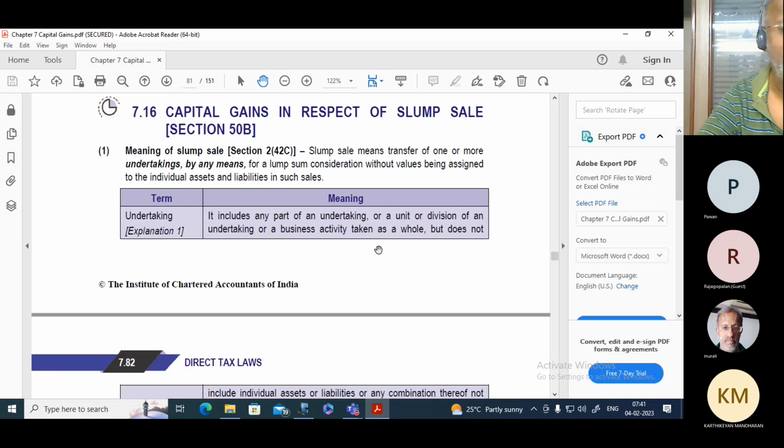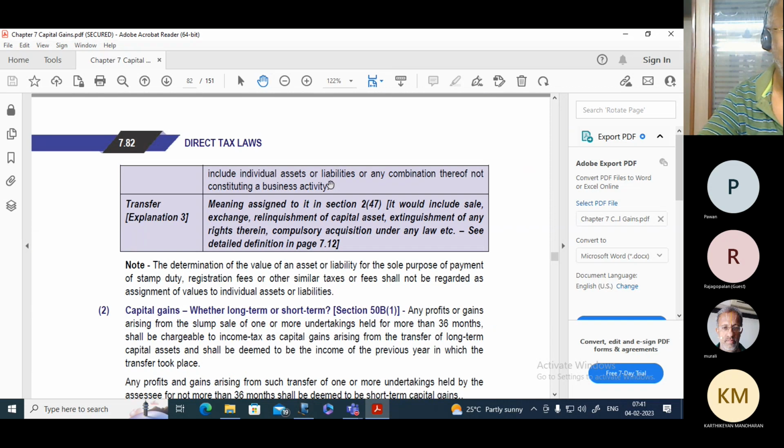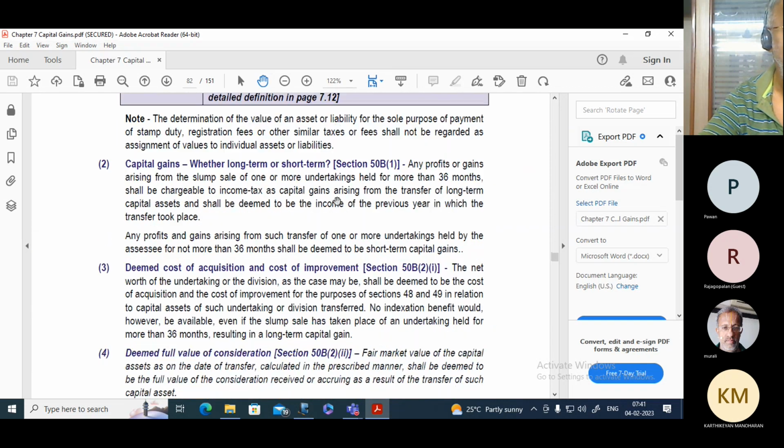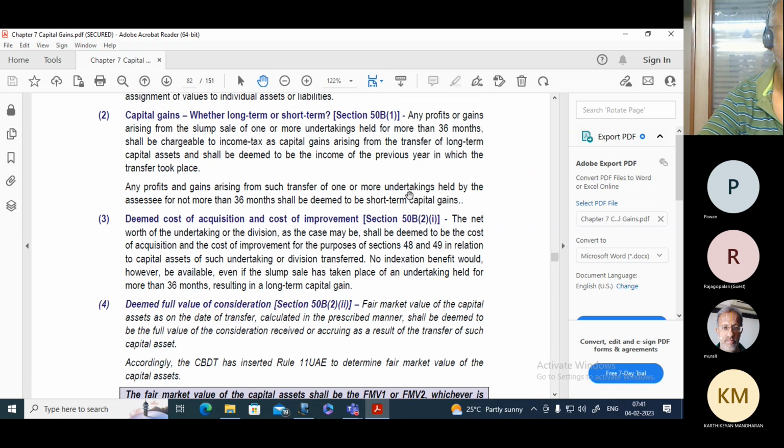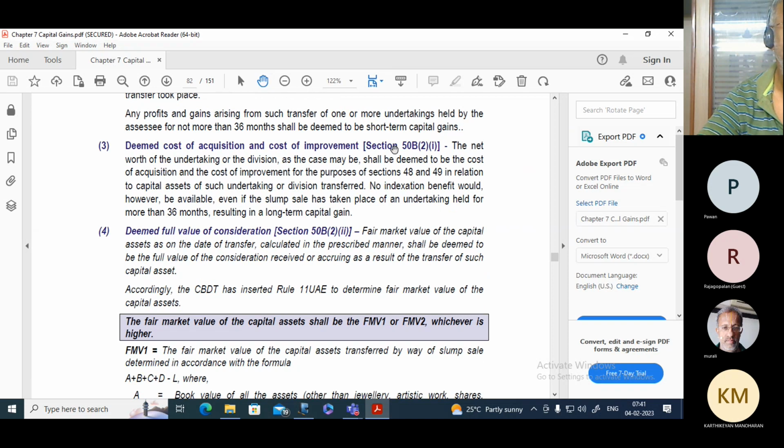Meaning of slump sale. Slump sale means transfer of one or more undertakings by means of a lump sum consideration without values being assigned to individual assets and liabilities. Transfer, all that. Capital gains, whether long term or short term. Any profit arising on assets held more than 36 months is long term. Any profit less than that, 36 months, is short term. Deemed cost of acquisition, cost of improvement.